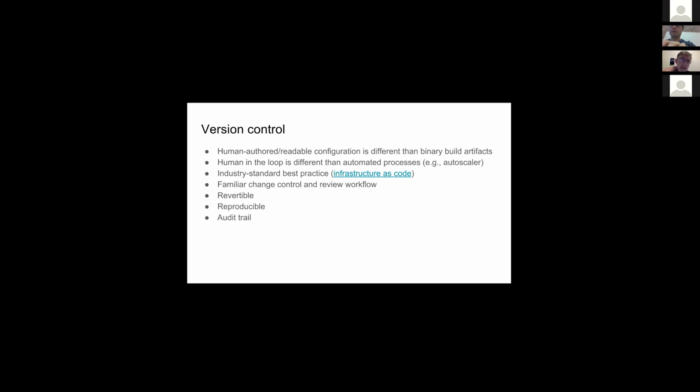So the first requirement is that it needs to be possible, and more than possible, it needs to be easy to manage the declarative configuration under version control. Configuration is typically human authored and should be human readable. So that's very different than binary build artifacts that you think of for traditional packages that are stored in a package repository, which are the output of some complex build process, and no one's going to disassemble them and read the assembly code. That's just not useful.